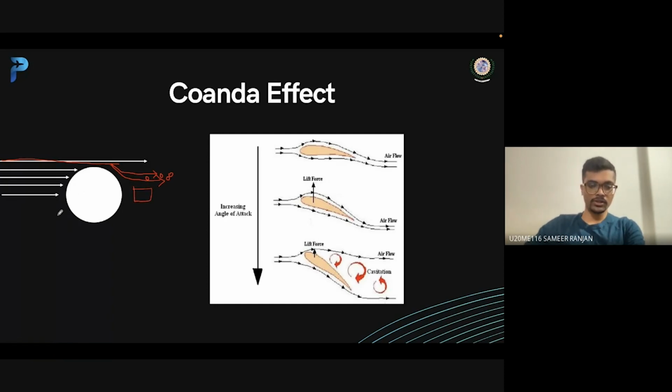And due to this pressure difference, a force is generated in this direction. If we see the same phenomenon in the case of our wings, the same thing happens: as you can see, the streamflow is moving in this direction, and it is pushing the air particles in this region. So due to this, a force is generated upwards, which we call lift force.